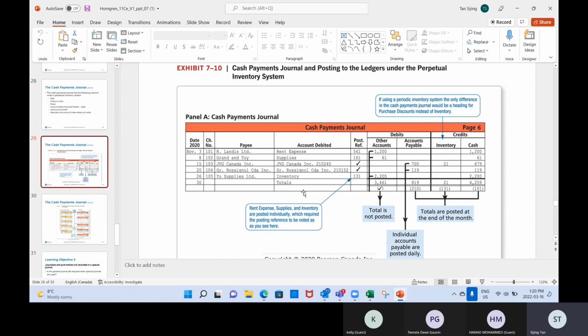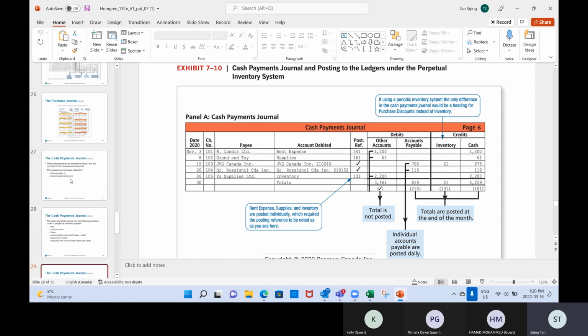That is how it works for the cash payment journal. Take a look at this. It's in our textbook actually, so they show you every detail. Make sure you understand, so that if you see a business transaction, you know where to put it. So that's the cash payment journal.